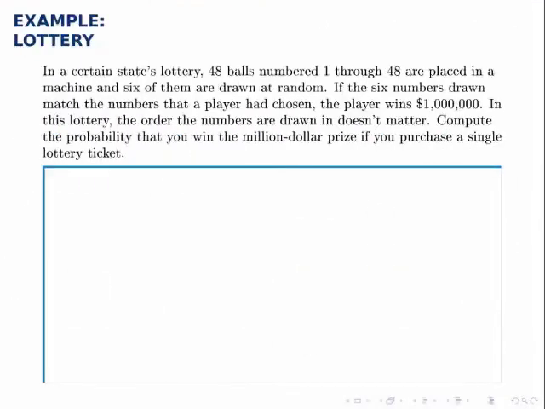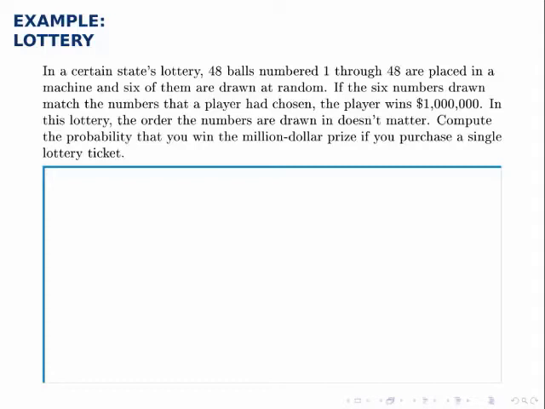In a certain state's lottery, 48 balls numbered 1 through 48 are placed in a machine, and 6 of them are drawn at random. So we get 6 distinct numbers, there's no repetition. If the 6 numbers drawn match the numbers that a player had chosen, the player wins $1 million. In this lottery, the order that the numbers are drawn in doesn't matter. It just matters which numbers you get. We want to compute the probability that you win the $1 million prize if you purchase one lottery ticket.